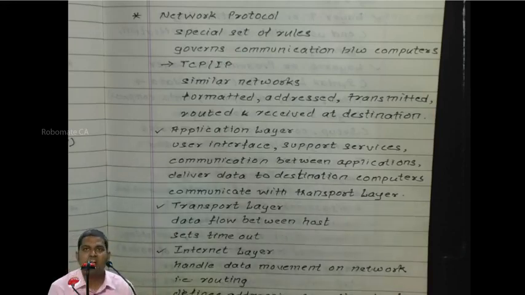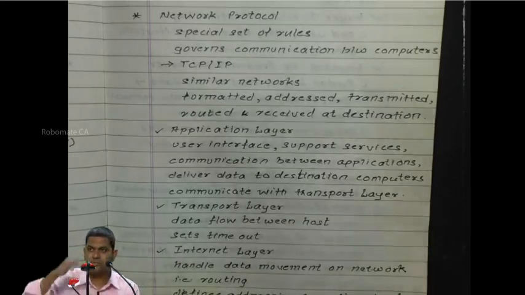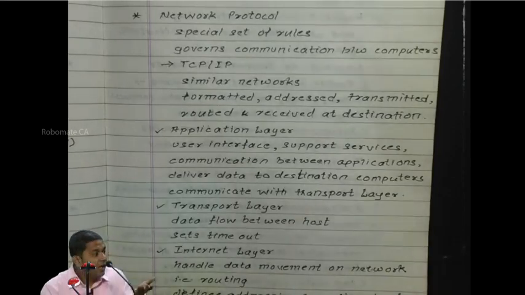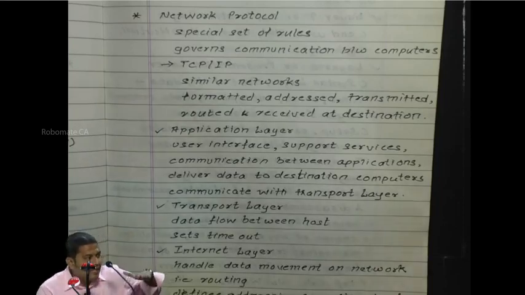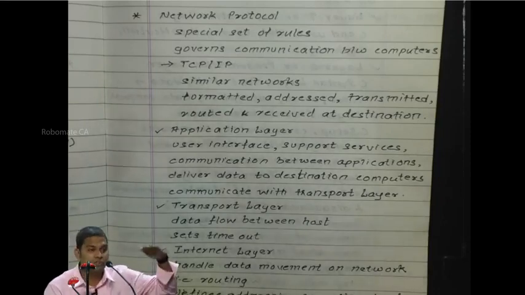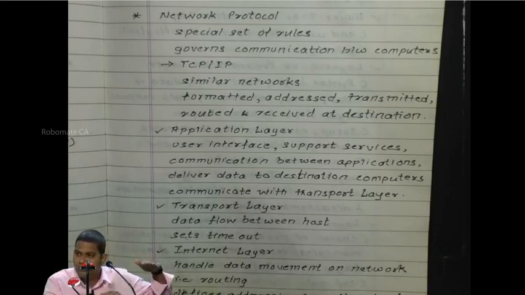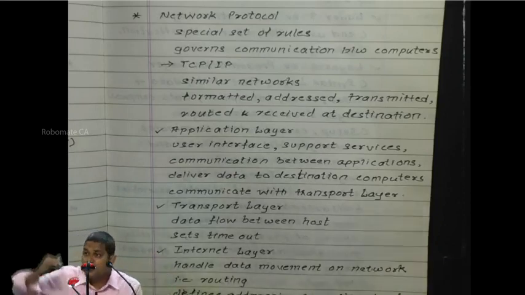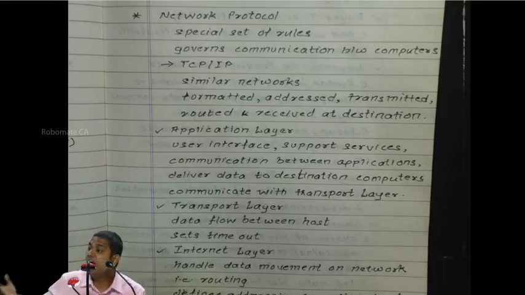These sets of rules are often referred to as layers. And layers are one above the other. So 1, 2, 3, 4, 5 and so on. Now, the upper layers are answerable to the user. They are more concerned with the user. And as you step down a layer below, you are going nearer and nearer to the hardware. That means the lower layers will be concerned more with hardware and the upper layers will be concerned more with the user.